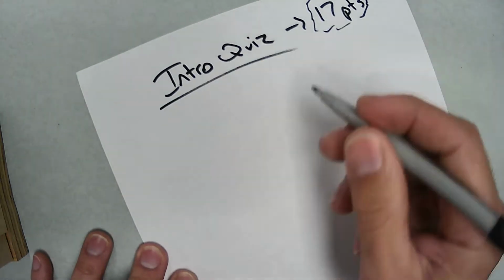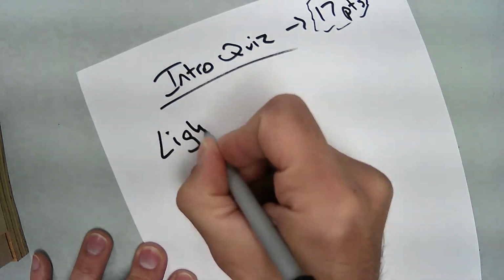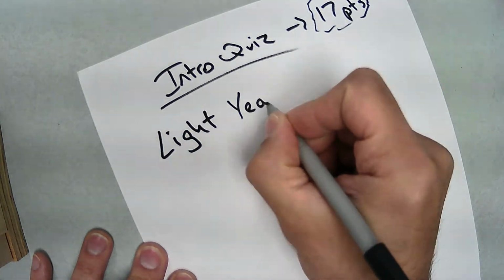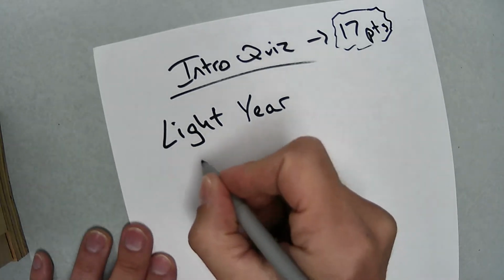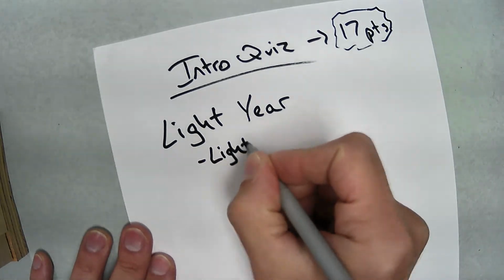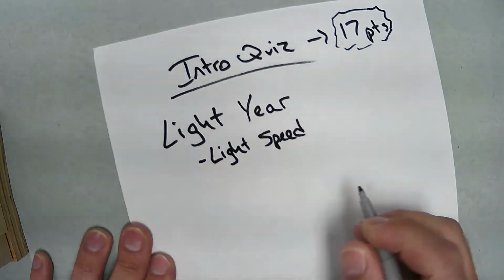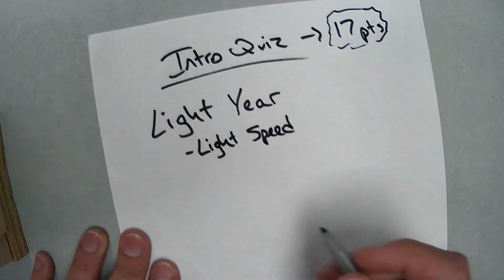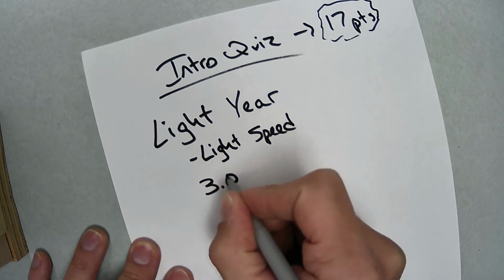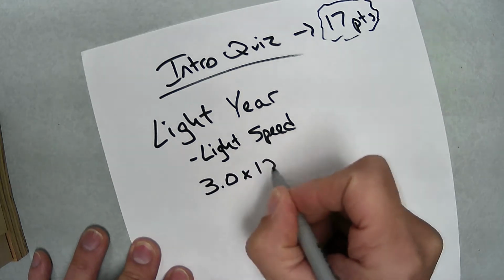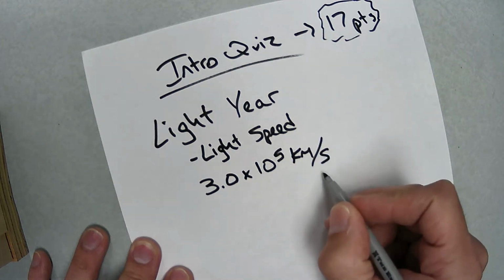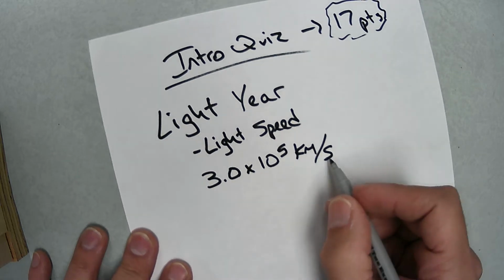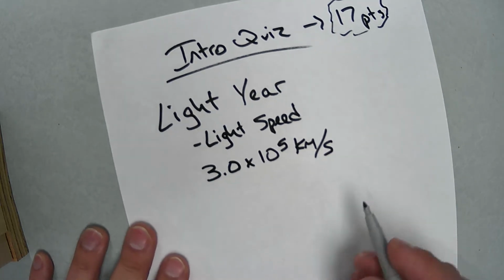Things that you'll see on this, you definitely should know what a light year is. It's a distance that light travels in 1 year. And also, if you had light speed and you wanted to convert light speed to a light year, you have to do that calculation, which we did in class. Light travels 3.0 times 10 to the fifth kilometers per second. So you're going to convert that to kilometers per year. Dimensional analysis, convert to years, you'll get a very, very big number, okay, in kilometers.